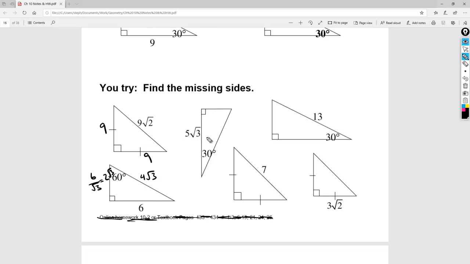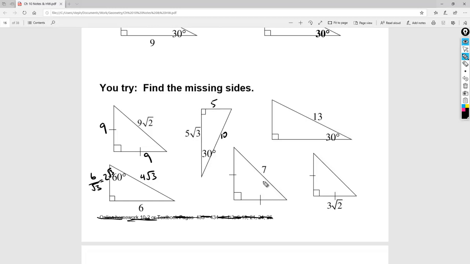Okay, now my longer leg is 5 root 3, and I know that this is my longer leg even though the orientation is different because it is opposite the 60-degree angle. So my shorter leg is going to be just 5, right? We divide by the square root of 3, and then I double this to get my hypotenuse, so 10.